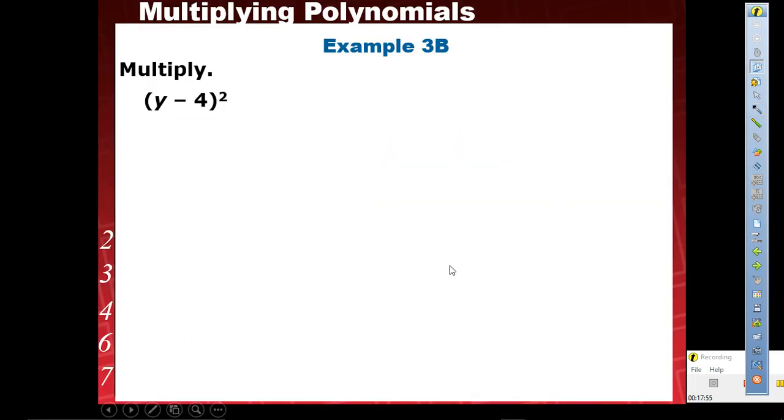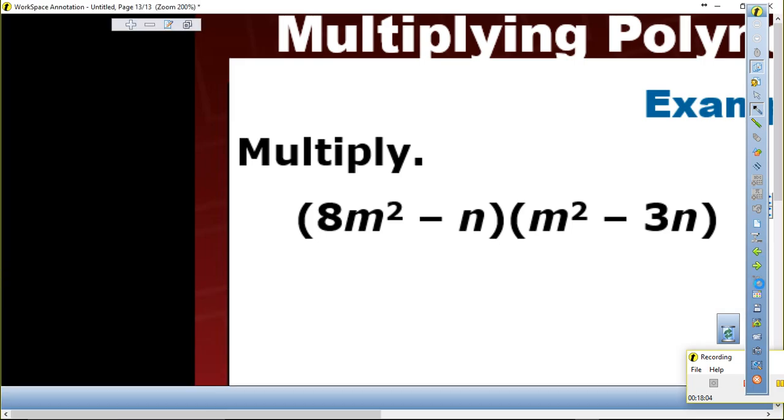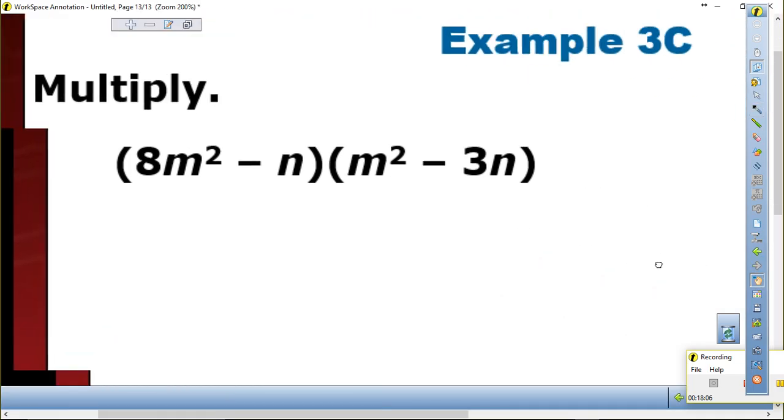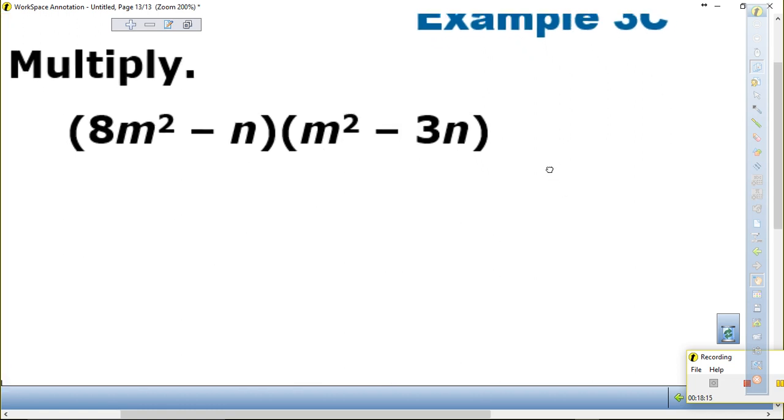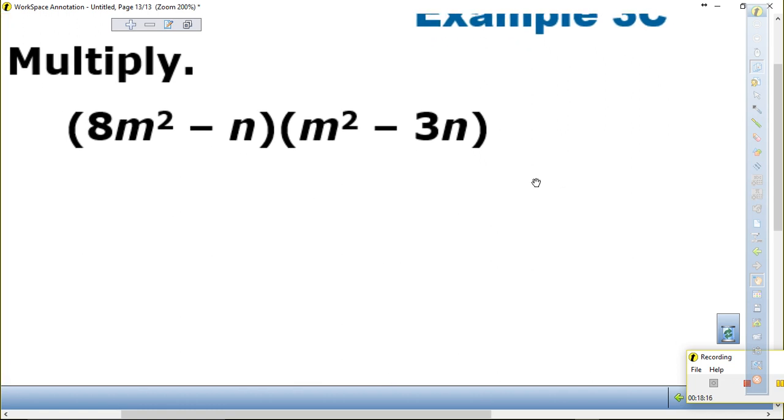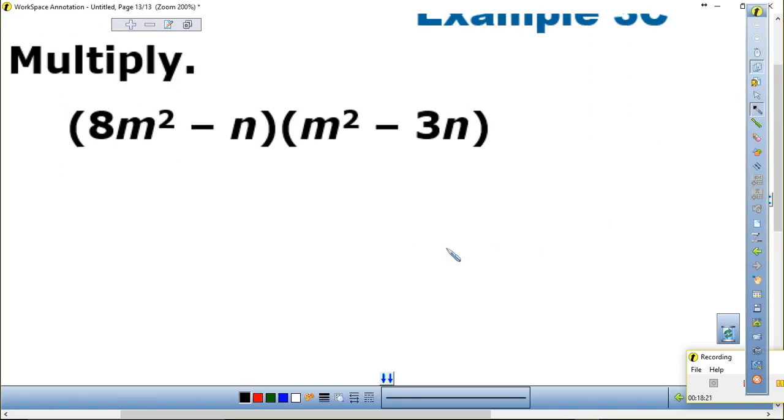All right, let's continue. Example 3C. Copy this one. 8m squared minus n times m squared minus 3n. And we're going to do this one together. And we're only going to use the distributive property for this one, just for the sake of time. 8m squared minus n times m squared minus 3n.